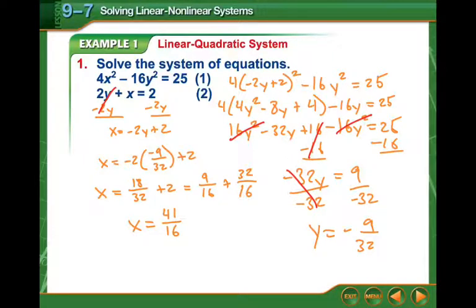It's kind of ugly because both of our parts are a decimal, but it only crosses that hyperbola in one spot. So our solution is at 41 sixteenths, negative 9 thirty-seconds.